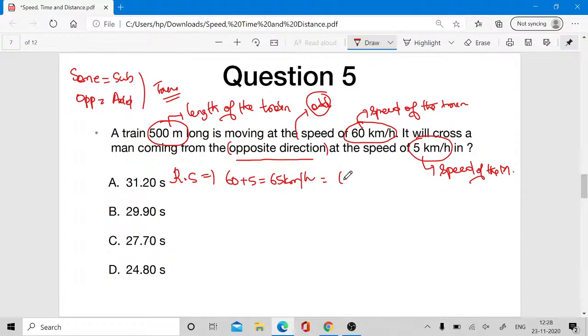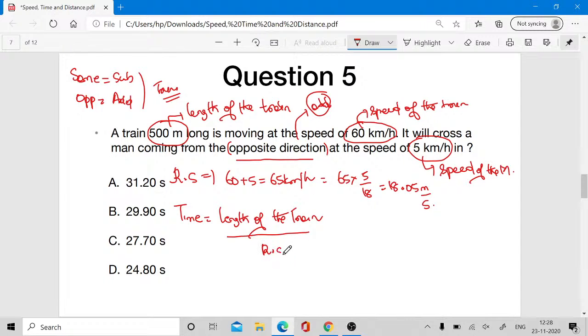तो हम क्या करेंगे? 65 into 5 by 18. That will be meter per second, which is nothing but 18.05. Right, 18.05 meter per second. Now, time is equal to what? Time is equal to the simple formula, length of the train divided by the relative speed.